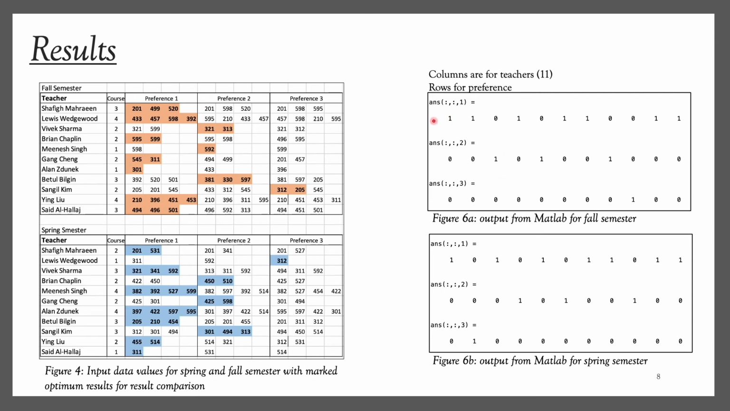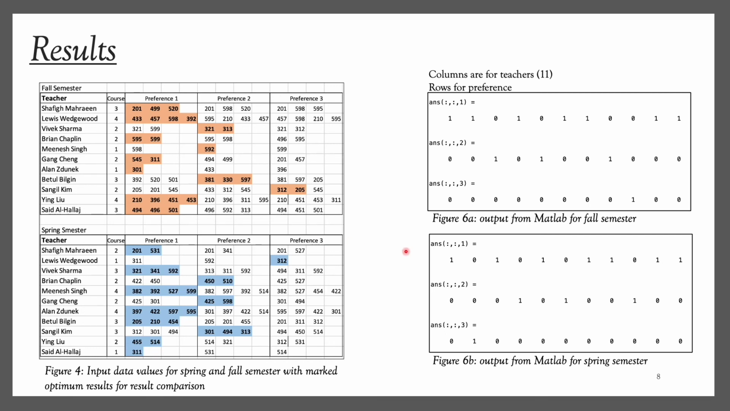So the first teacher was Dr. Shafiq Mareen, and he got his first preference, which is mentioned over here, which is 1 in the first row and first column, and exactly the optimum course highlighted over here is the first preference. Similarly, for spring semester, for Dr. Shafiq Mareen, that is the first teacher, the preference allocated is first preference, not the second preference and not the third preference.